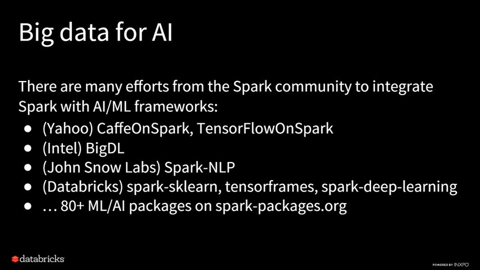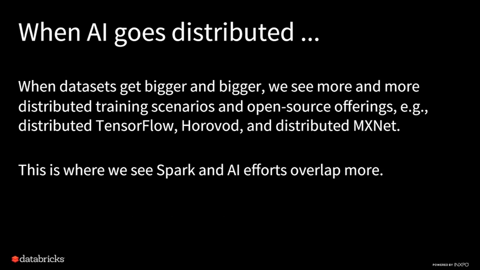And for that particular reason, we also saw many efforts from the Spark community to try to integrate Spark with AI and machine learning frameworks. For example, Caffe on Spark, TensorFlow on Spark from Yahoo, and BigDL from Intel, and many other packages. And those packages are built on top of Spark, but built for machine learning and AI purposes. So, yeah, basically this is where we see the cross. Right, so we saw these overlapping efforts, and we saw more distributed deep learning training frameworks showing up, like distributed TensorFlow and Horovod from Uber and distributed MXNet.